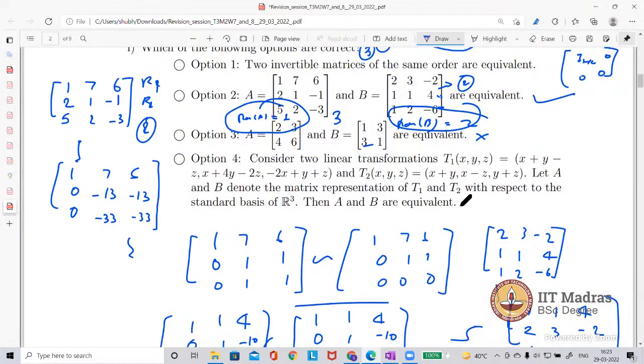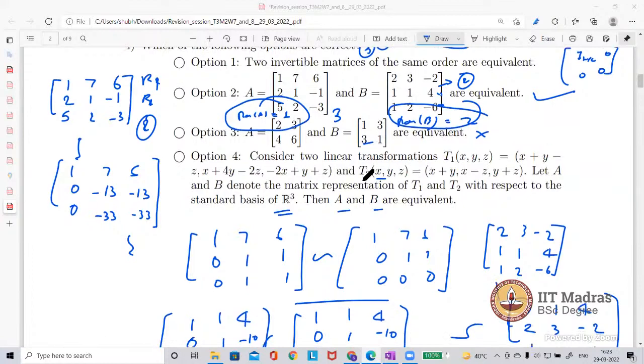Now the next is the fourth option. Consider two linear transformations T1 and T2. Let A and B denote the matrix representations of T1 and T2 with respect to the standard ordered basis of R3. Then A and B are equivalent. So how will you decide this? Do we have to form the matrix and then find? Yes.